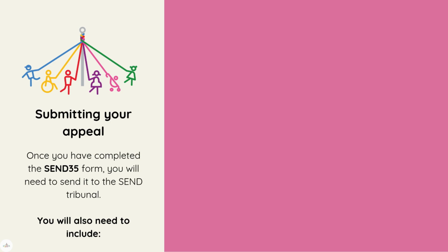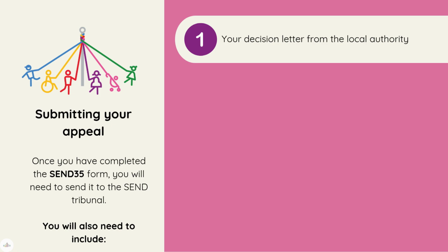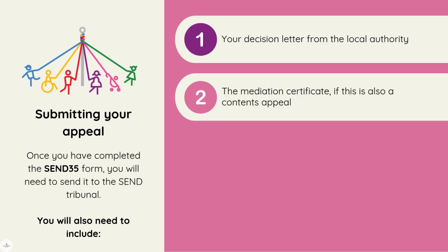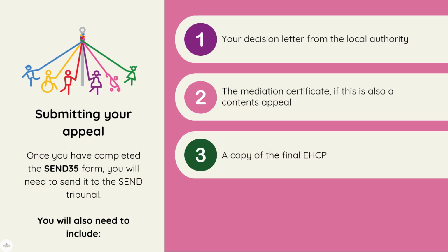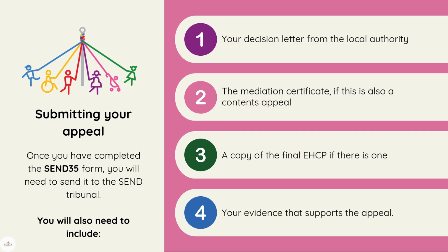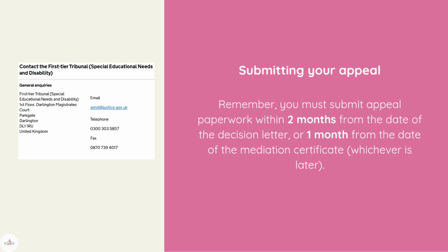Submitting your appeal. Once you've completed the SEND 35 form, you'll need to send it to the SEND Tribunal. You will also need to include your decision letter from the local authority, the mediation certificate if this is also a contents appeal, a copy of the final EHCP, and your evidence that supports the appeal. Remember, you must submit appeal paperwork within 2 months from the date of the decision letter or 1 month from the date of the mediation certificate, whichever is later.